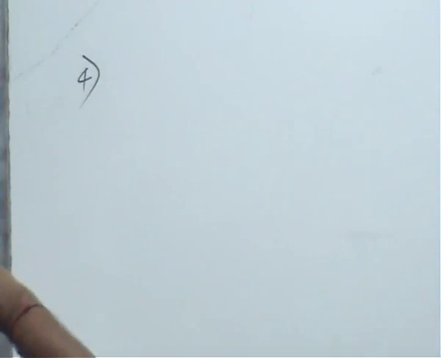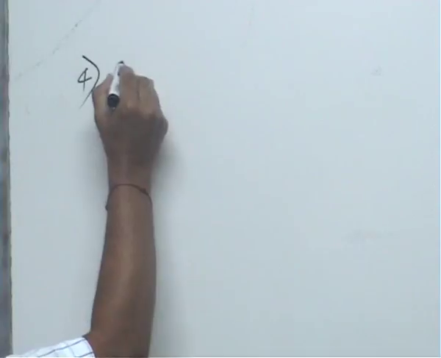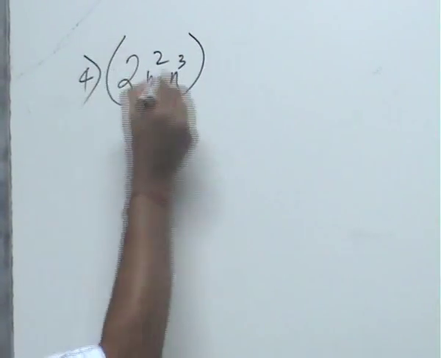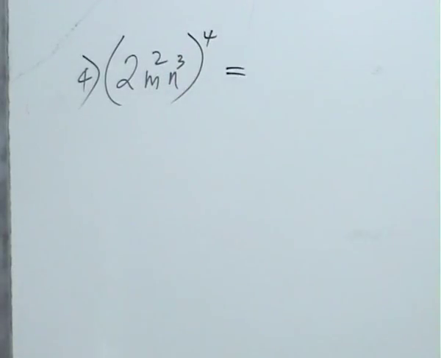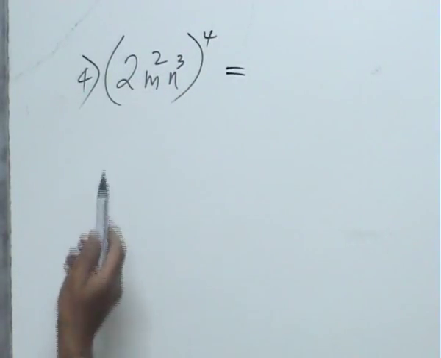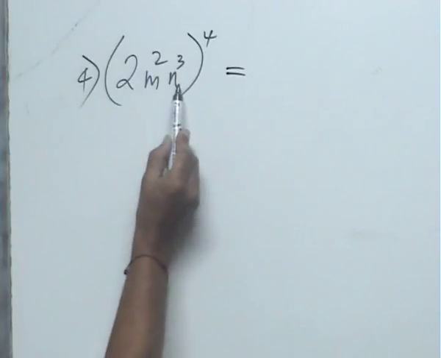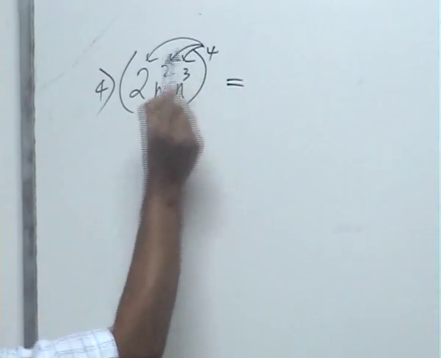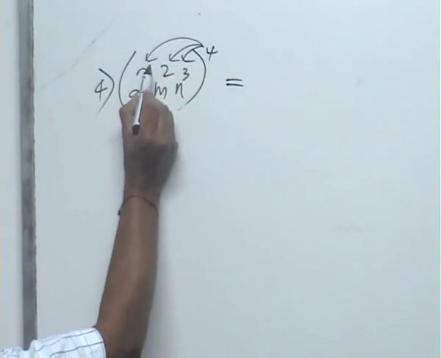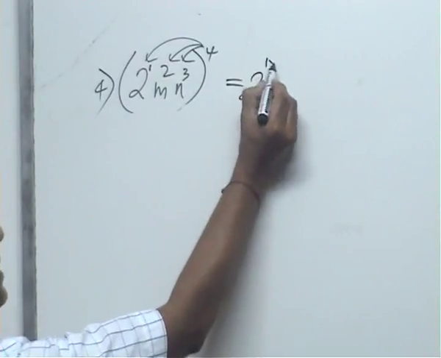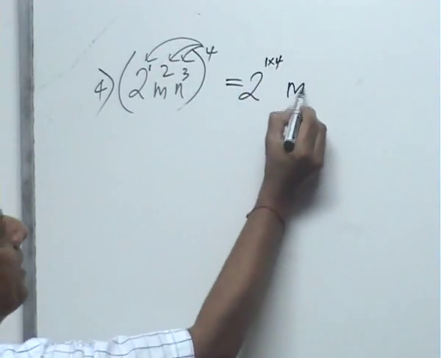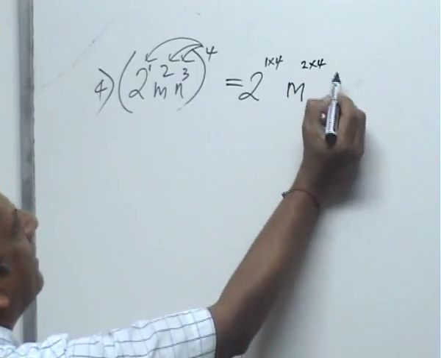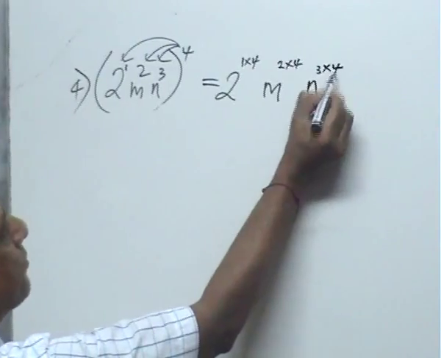Alright, some more examples on power to power. Let's take an example like this. 2 m squared n cubed all to the 4. Well, if you have a problem remembering things, this is like 3 rooms in a house. We want to send the power to every room. Now remember, the 1 is understood here. So this is really 2 to the 1 times 4. Then you got m, 2 times 4. Then you got n, 3 times 4.